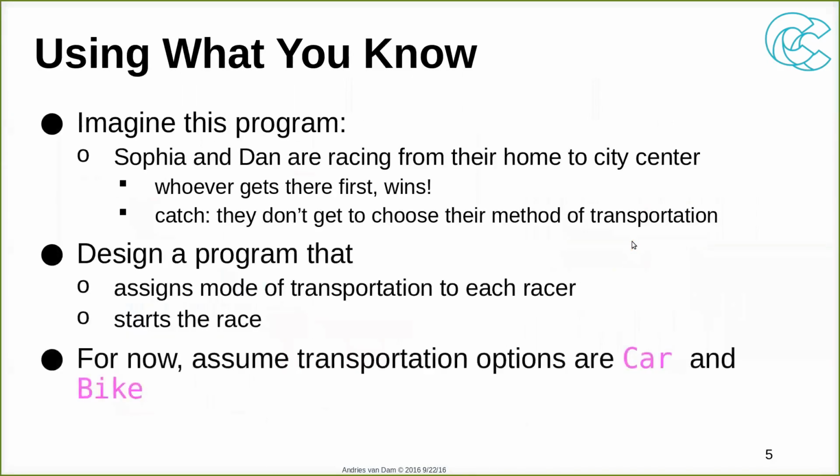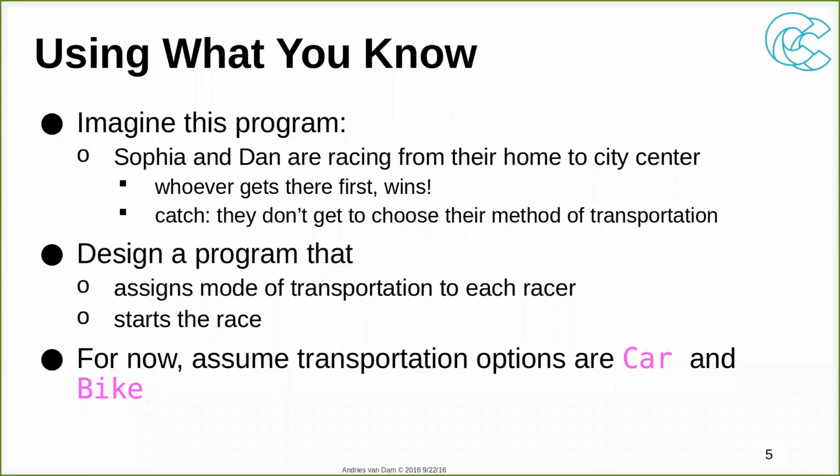So now let's create one application. In this application, you have two people, Sophia and Dan, and they are racing from point A to point B. So let's say they are racing from their home to the city center. These are two different points, and whoever reaches the city center first, which is point B, wins.